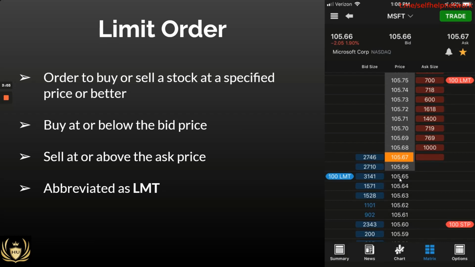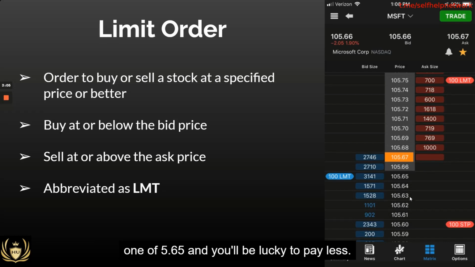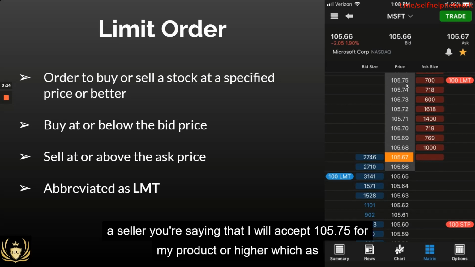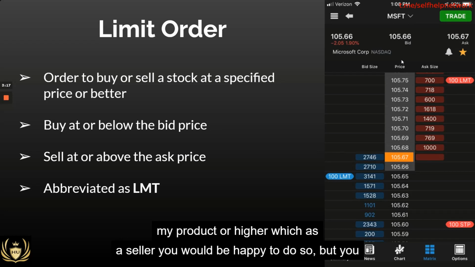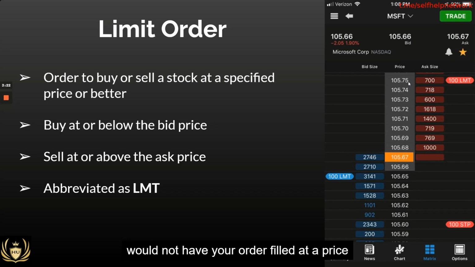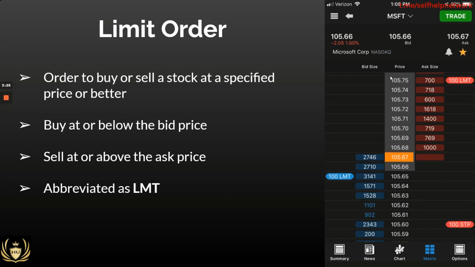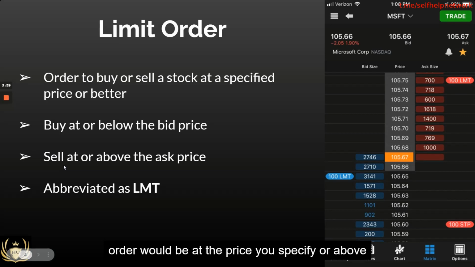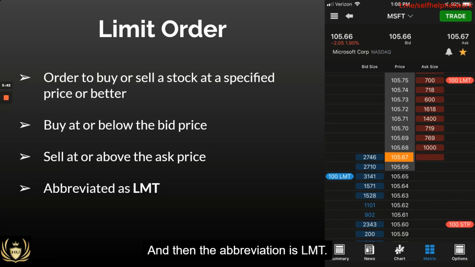As a buyer, you're willing to pay 105.65 and you will be lucky to pay less. If there was a limit order on the offer side, then as a seller, you're saying that I will accept 105.75 for my product or higher, which as a seller, you would be happy to do. But you would not have your order filled at a price lower than this. So if you put a limit order, the buy on the limit order will be at the price you specify or below it. The sell on the limit order would be at the price you specify or above it. And the abbreviation is LMT.